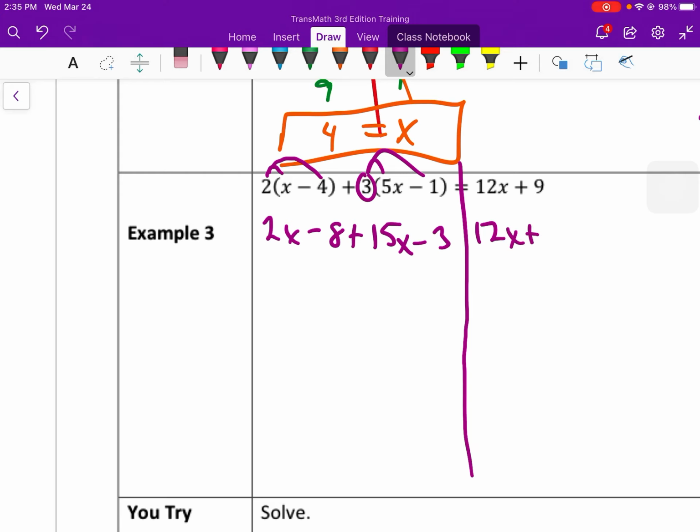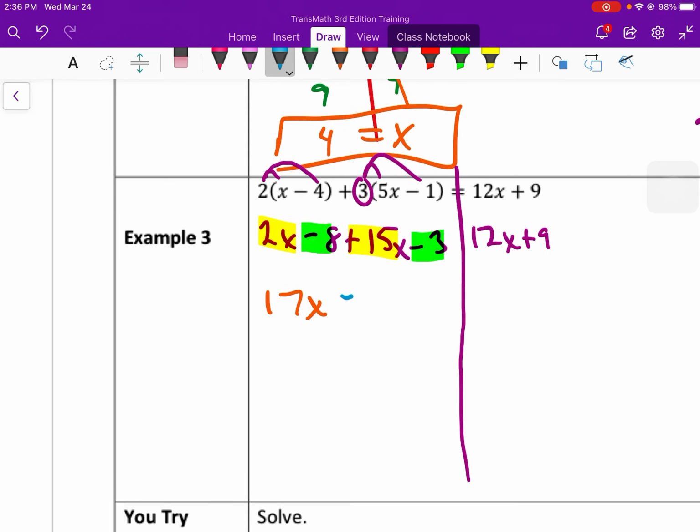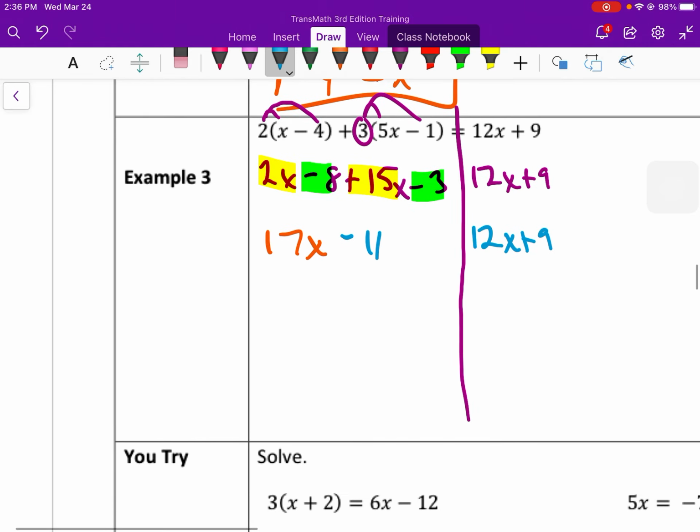And then on the right, we just have 12x plus 9. Some like terms again. I have a positive 2x and a positive 15x. So when I add those together, I get 17x. Then I have some constants with the same sign. So when I add them together, we add and keep the sign. So that'd be a negative 11. So then we have 12x plus 9.